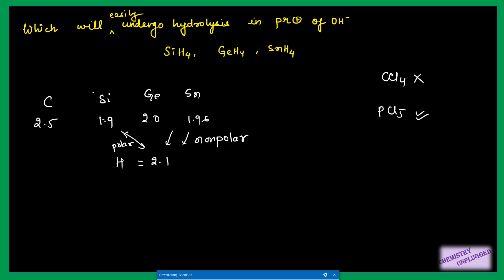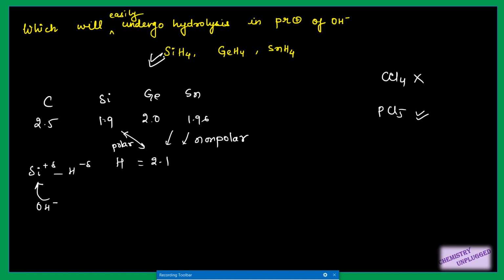So this silicon will have slightly positive charge when it forms a bond with hydrogen, right? And due to this positive character, it can easily attract OH minus towards it. While the bonds of germanium and tin with hydrogen are almost non-polar, and they will not efficiently attract OH minus towards them. This attraction is much greater in case of SiH4. So you can say that SiH4 will easily undergo hydrolysis with OH minus, right?